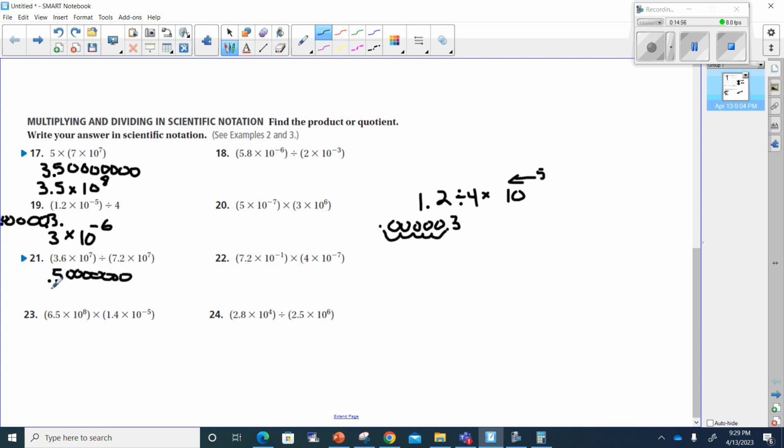Remember, we need to move this decimal over 1, right? And that's going to go ahead and now make it a 5 to the, well, let's see, 1, 2, 3, 4, 5, 6, 7, right? So we moved it over 1, had 7 zeros. So now that's going to be 1, 2, 3, 4, 5, 6, 7, 8. So this would be times 10 to the 8th power.